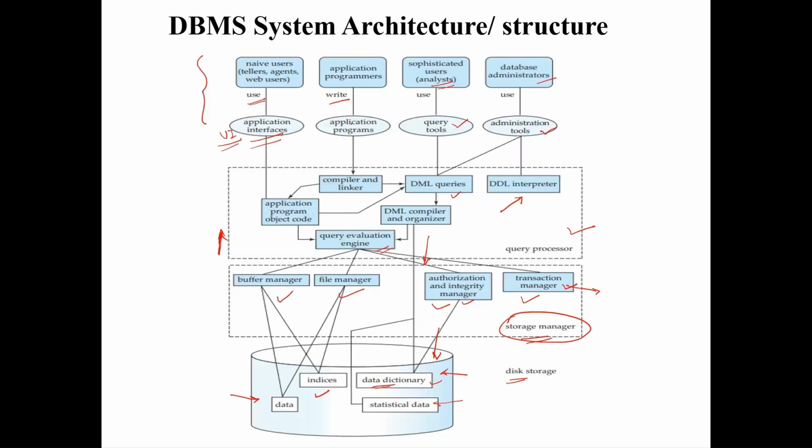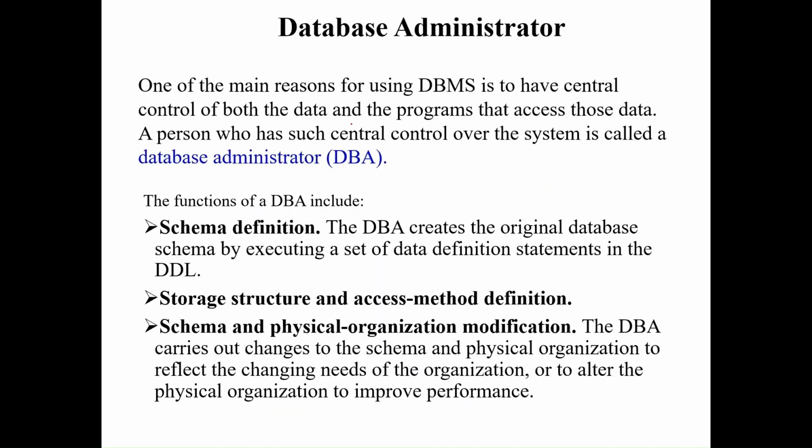So that covers the database system architecture. The next topic is related to the database administrator. One of the main reasons for using DBMS is to have central control of both the data and the programs that access those data. The person who has such central control over the system is called the DBA or database administrator. We can say that the person or a team who has such central control plays the role of database administrator.